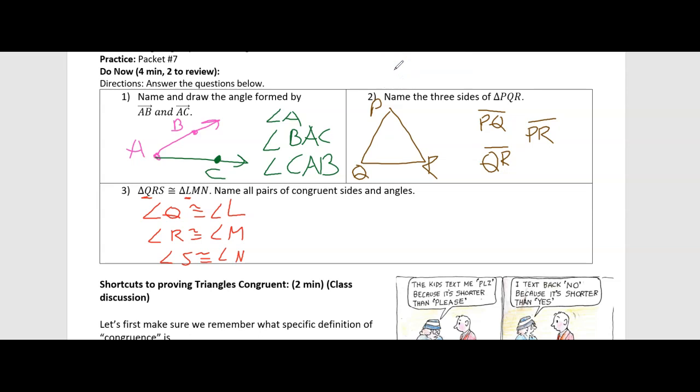As far as sides go, same idea. Corresponding sides are going to be the congruent ones, so the ones in the same spots. We have segment QR is congruent to segment LM. We have segment QS congruent to segment LN. And finally, we have segment RS being congruent to segment MN. So again, just match up those letters. That'll help you figure out the corresponding sides and angles, which will be the congruent sides and angles.